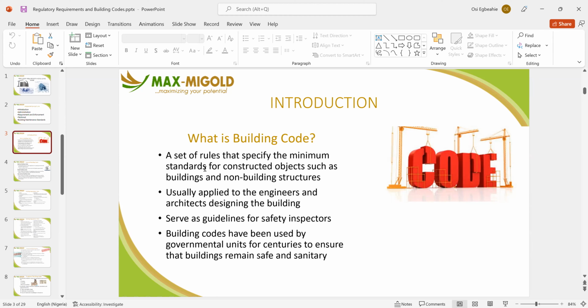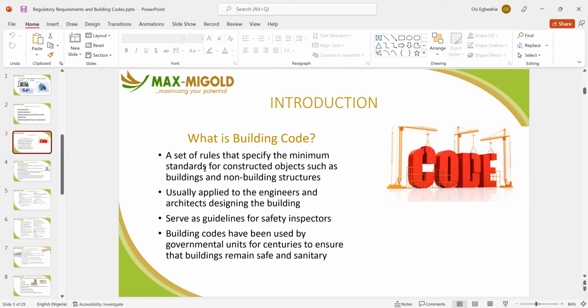They serve as a guide for safety inspectors. Now, safety inspectors are expected to visit buildings from time to time. You have fire inspectors, sanitary inspectors, and building compliance inspectors, which come from building agencies like LASBCA in Lagos, that go around to buildings to inspect what you are doing in your building to ensure that you are meeting the minimum required standard.